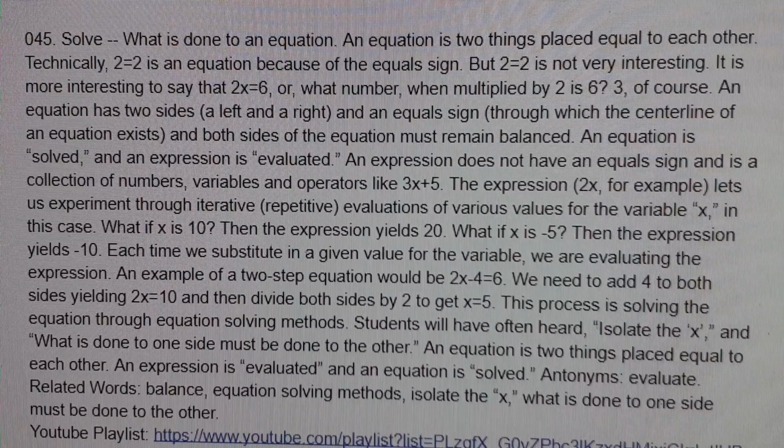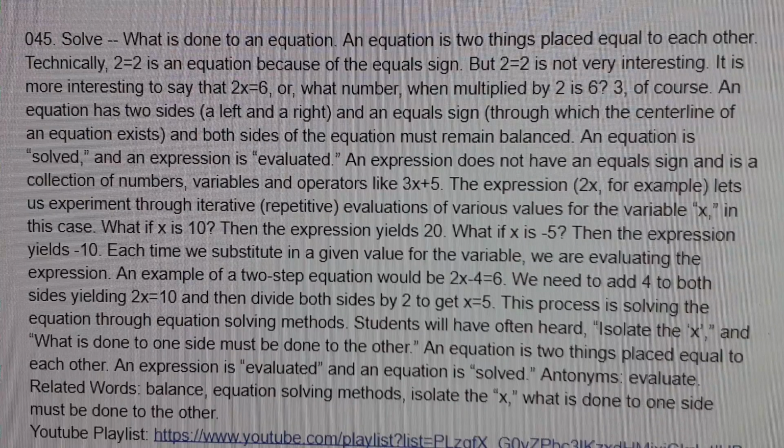An example of a two-step equation would be 2x minus 4 equals 6. We need to add 4 to both sides, yielding 2x equals 10, and then divide both sides by 2 to get x equals 5. This process is solving the equation through equation-solving methods.